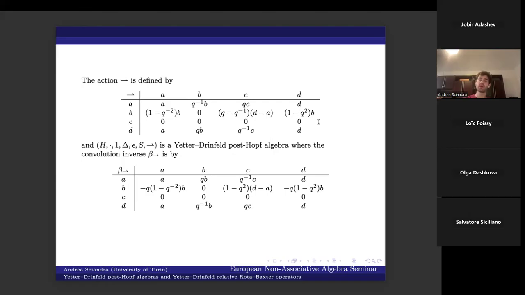And this action here has, in fact, a convolution inverse that tells you that H dot is a Drinfeld post-Hopf algebra, which is given by this table here, which is the same as before. You have just to change on the first and last line Q with Q minus 1. Again, here we have all 0, and this line is obtained from this one just by multiplying with minus Q. And so these give us, in fact, a structure of Drinfeld post-Hopf on SLQ2.